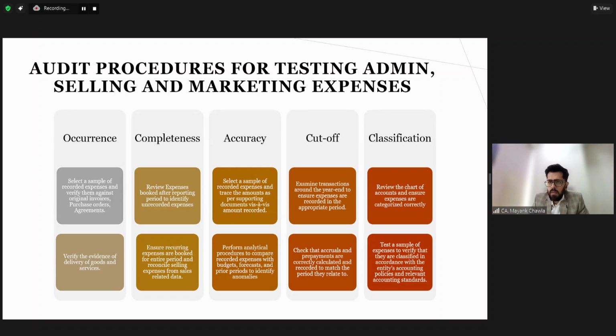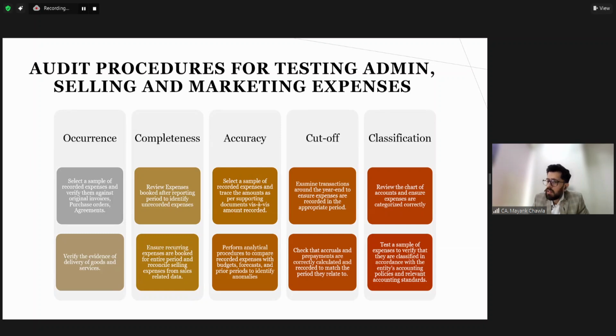Completeness, you may scrutinize the expense ledgers post the financial year end, and may find expenses which should have been recorded in the previous period but have been transferred to the next period, which in turn affects the profit and loss. Then accuracy has to be verified from the supporting documents, whether the correct amount has been recorded or not. Analytical procedures may be done, like budget versus actual, which is very important in this industry, because budgets are set before the actual expenses are incurred, and on the basis of that, one may evaluate whether the expenses have been recorded appropriately or not.